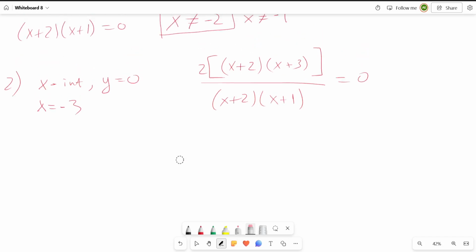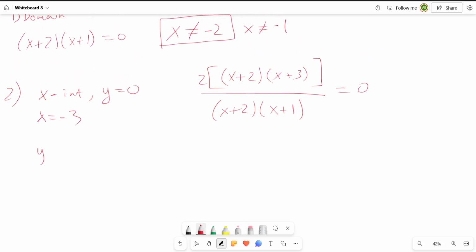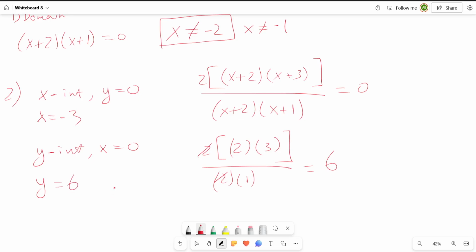Okay, now the y-intercept is a little bit easier. The y-intercept is basically me setting my x to 0. So over here, if I set my x to 0, I will have 2 times (0 plus 2), which is 2, times (0 plus 3), which is 3, over (0 plus 2), which is 2, times (0 plus 1), which is 1. So over here, this 2 and this 2 can cancel. 2 times 3 over 1 is basically 6. So y is going to equal 6. That is going to be my y-intercept, and this is my x-intercept over here.